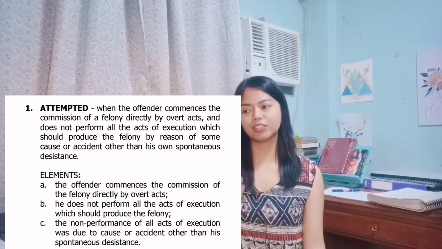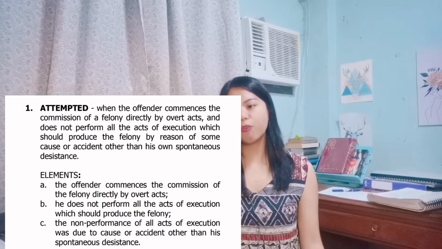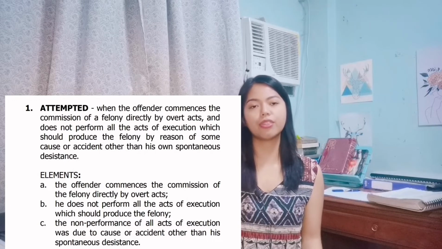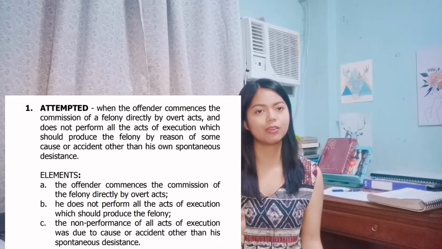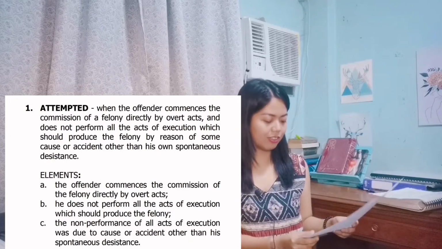Okay, so, punta na tayo sa third element of the crime or element of attempted, which is the non-performance of all acts of execution was due to cause or accident other than his own spontaneous desistance. Ano nga ba ang ibig sabihin ng spontaneous desistance? Okay. Ang ibig sabihin ng spontaneous desistance ay yung kusang pagtanggi, okay? Or yung pagtalikod sa krimen. Okay, so, meaning ikaw, nagbago ng isip mo, ayaw mo na siyang patayin. Ako, nagbago ng isip ko, ayaw ko na siyang patayin.